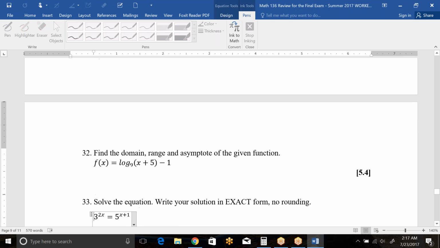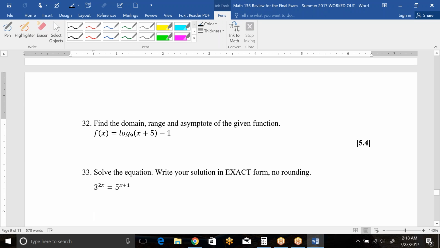Okay, let's look at number 32. This one just specifically asks about the domain, range, and the asymptote for the log function. To find the domain, you have to make sure that the log's argument stays greater than 0. That has to do with, remember, this being an inverse of an exponential. So we set it greater than 0, and we get x is greater than -5.